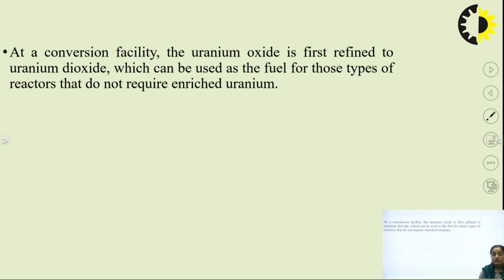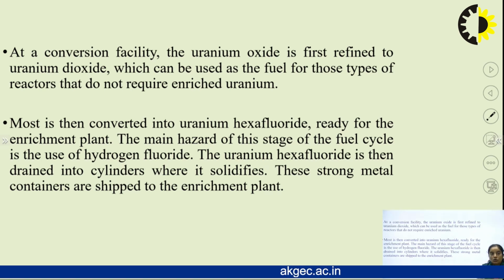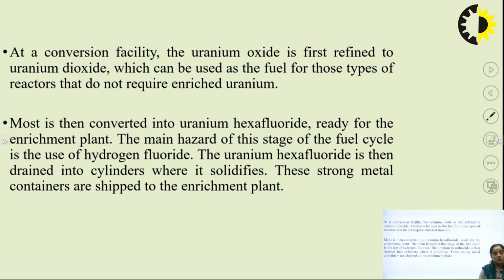At a conversion facility, the uranium oxide is first refined to uranium dioxide, which can be used as a fuel for those types of reactors that do not require enriched uranium. Some nuclear reactors do use uranium dioxide. Most is then converted into uranium hexafluoride, UF6, which is ready for the enrichment plant.